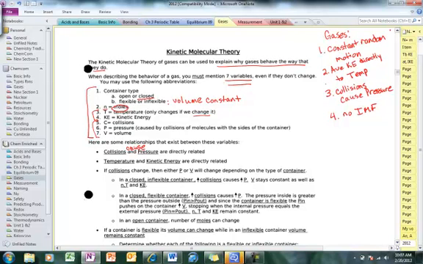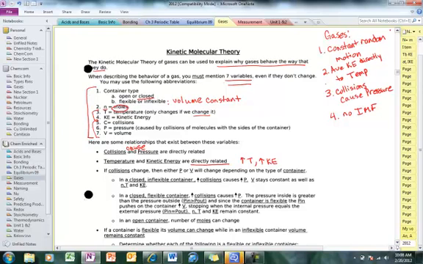And the temperature and the kinetic energy, I've said this a few times, they're directly related. When we're talking about something being directly related, we mean that as one goes up, the other goes up. So if we have an increase of temperature, we're also going to have an increase of kinetic energy. Conversely, if the temperature goes down, we'll have a decrease in the kinetic energy.